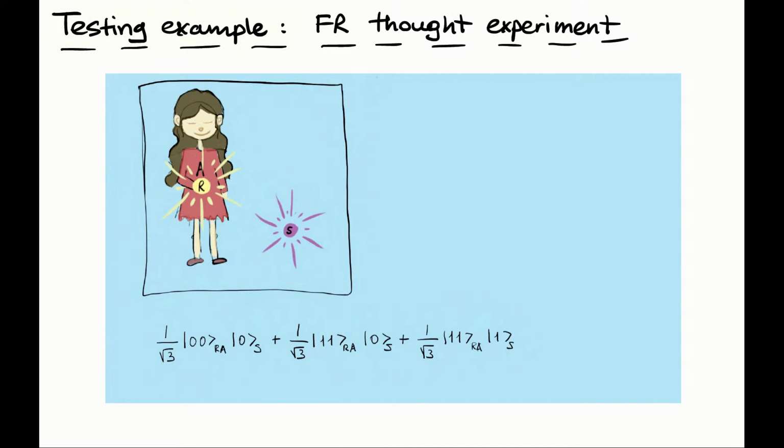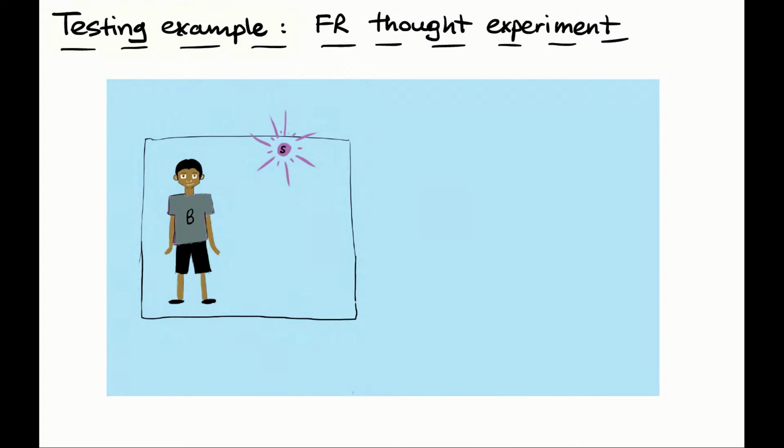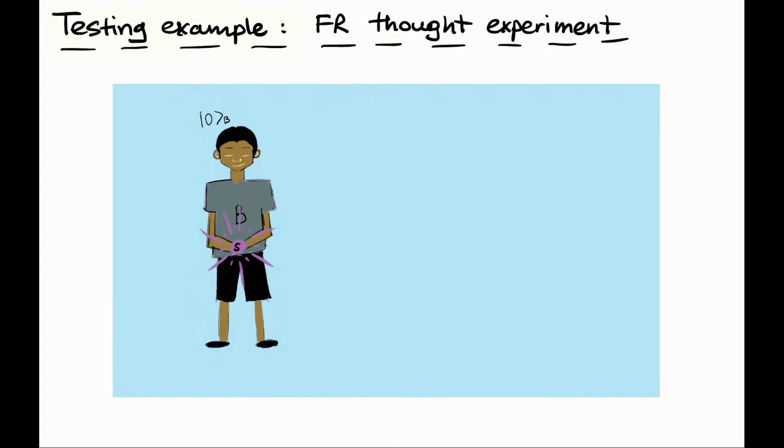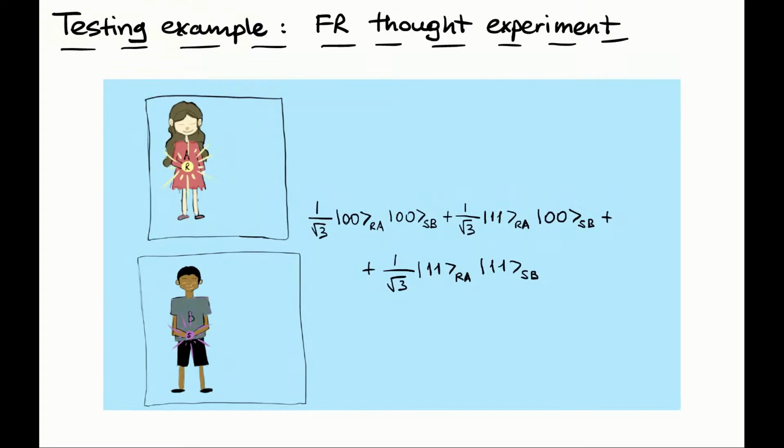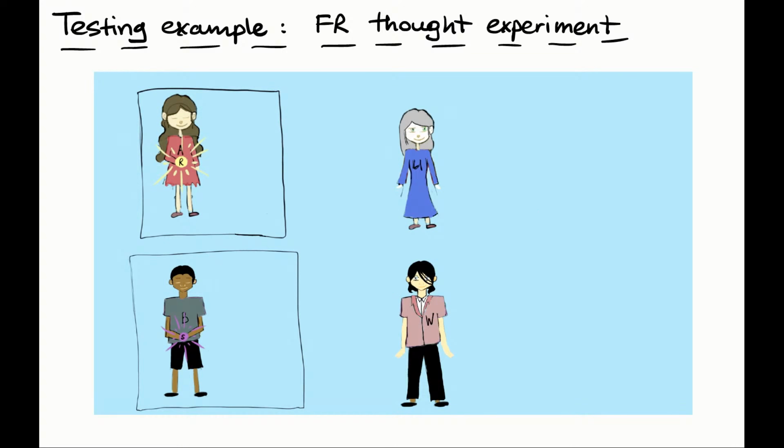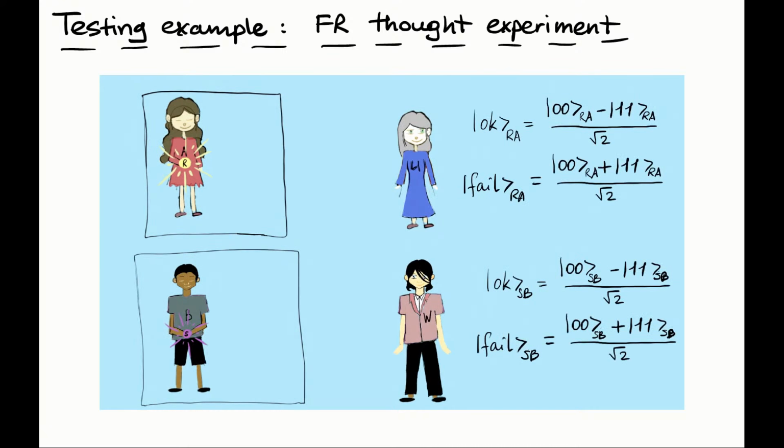And this is the intermediate state of the three systems, Alice, R, and S. Then she sends the system S to Bob, and Bob measures it in a computational basis and writes down the result to his memory. And this is the state of Alice's and Bob's labs combined. Then there are two new characters who enter the story, Ursula and Vigna. Ursula measures Alice's lab, so Alice and system R jointly, in the OK-fail basis. And Vigna measures Bob's lab also in his OK-fail basis.